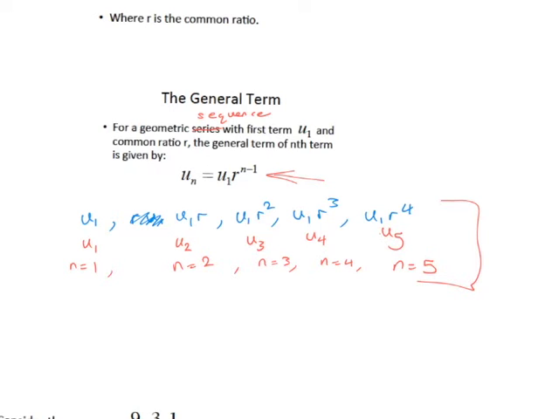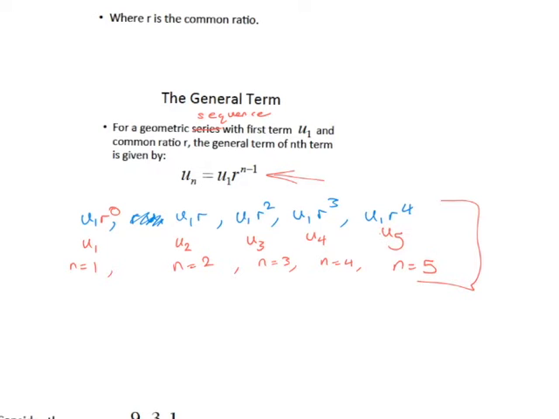Rhiannon? Is it because U1 isn't times by R? Does that make sense? You don't times U1 by R. So what invisible power of R is actually there? 0. Which equals 1. Yes. It's just U1. Yes, exactly.